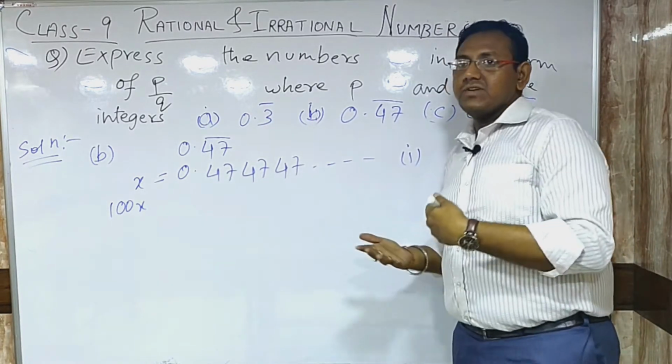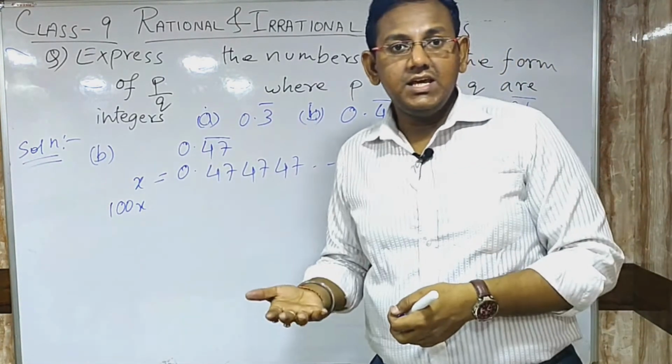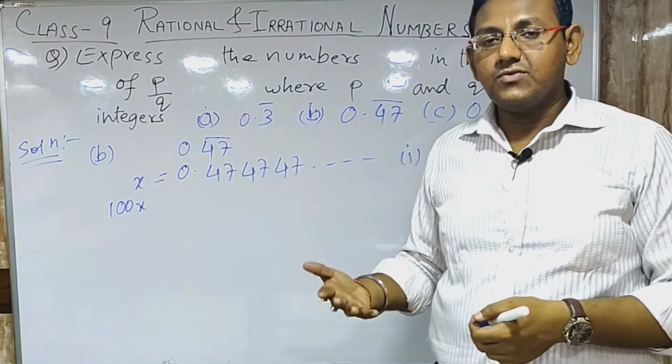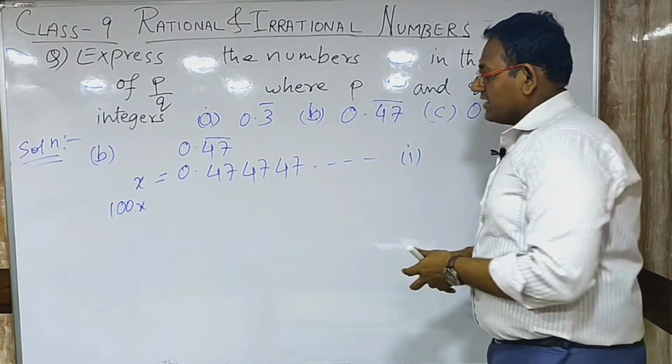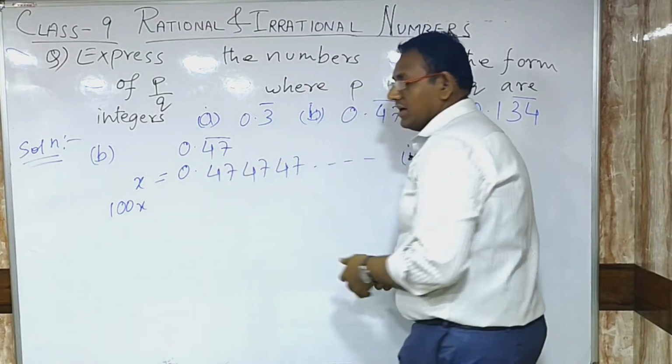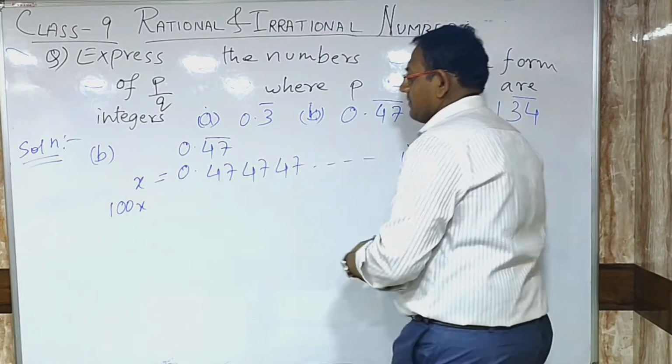So what will happen if we have 3? In the case of 3, we will multiply it by 1000. In the case of 4, we will multiply this by 10,000. So the concept is very simple. We will see the number of recurring places and we will multiply accordingly.